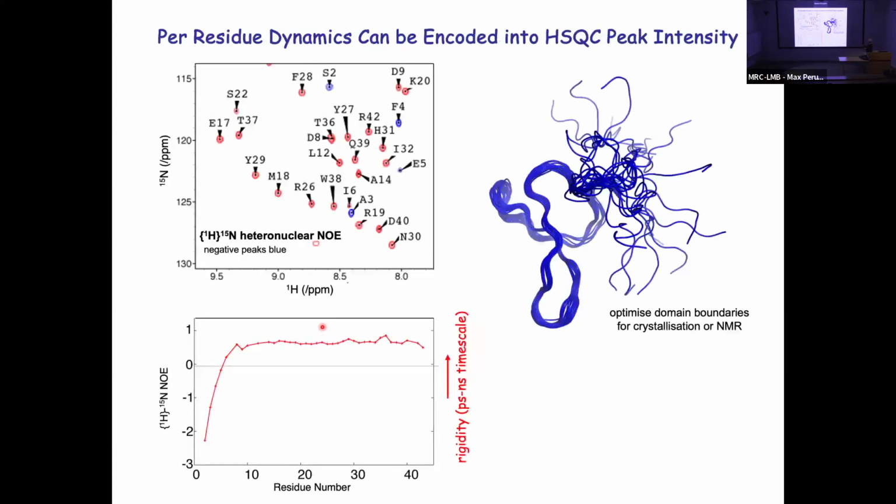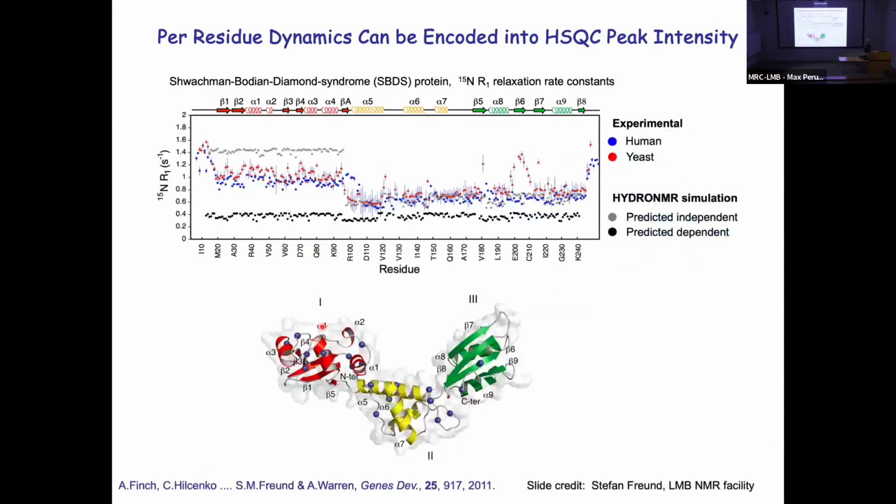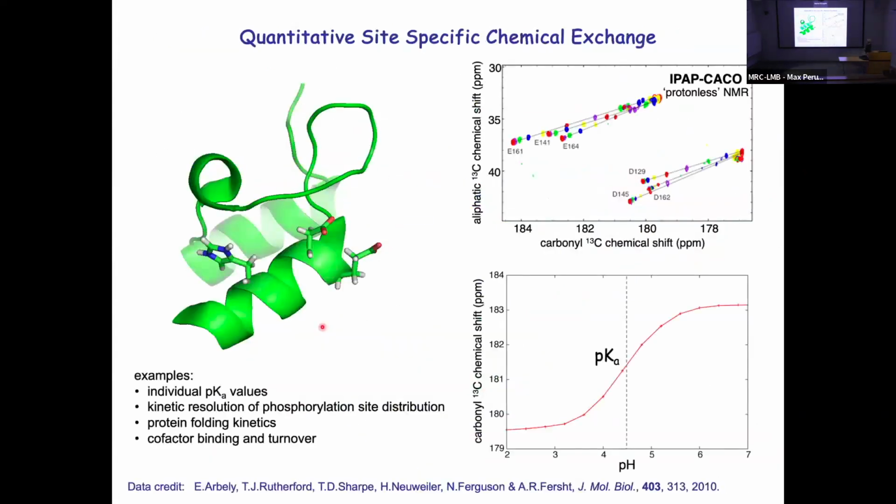We can label the intensity of peaks. So we know the identity of each of these peaks in the HSQC, but we can label its intensity with the dynamics of the protein backbone. We have a whole range of different dynamic processes that can be coded into the intensity of the peak. We're running out of time, so we'll move on from there.